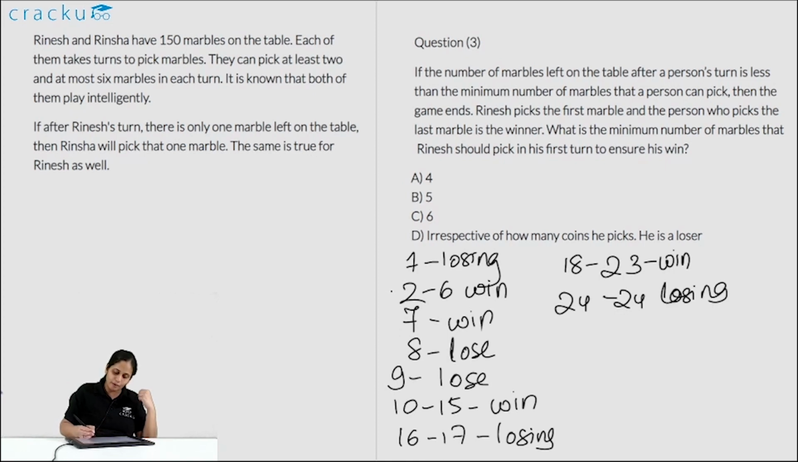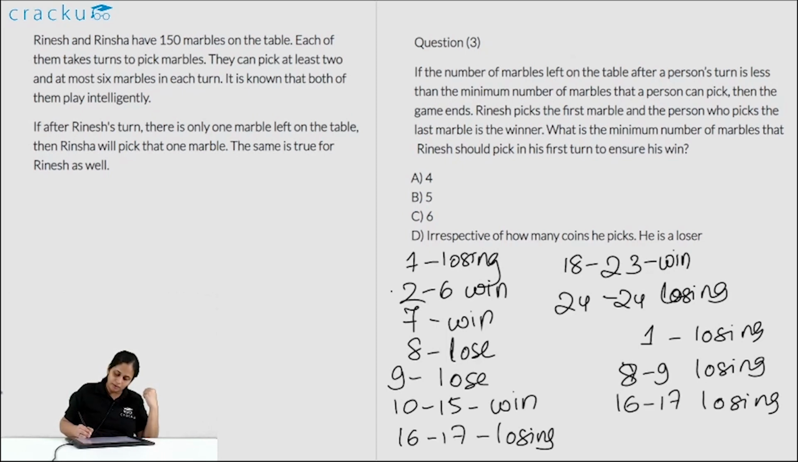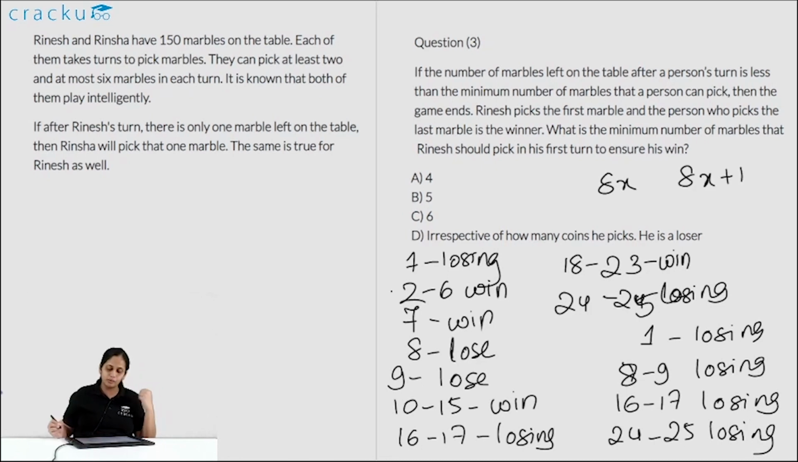So what is the general format? 1 is losing, 8, 9 is losing, then 16, 17 is losing, then you have 24, sorry, this is 24, 25. 24, 25 is losing. So 8x and 8x plus 1 are losing positions.